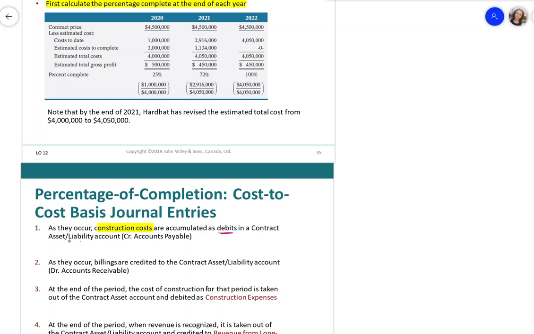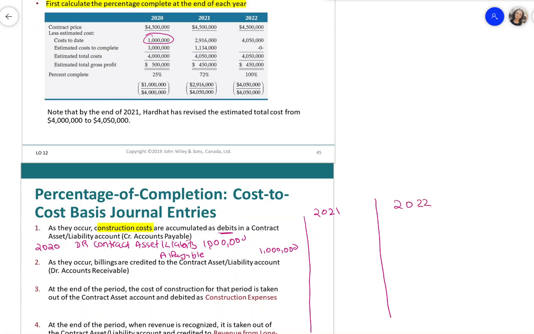So if I were to do that for the first year, 2020, what are we going to debit? We are going to debit the contract asset/liability, and that is 1 million, and that's the cost for the first year. Then credit will be your accounts payable, and you could also call it materials, inventory, or cost. In this case that will be a credit of 1 million. So that's for the first year. We're going to do the first year, then the second year, and then the third year. But in this case, we are only asked to do the first year.